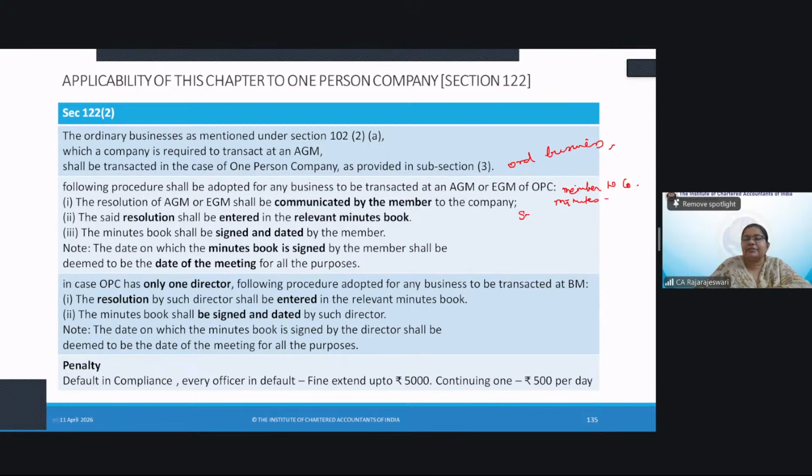The same procedure, signed, dated, when you are recording that minutes, place, date, and it should be signed by the chairman. It should be signed and dated by the member, because it is only one person. Here you should make a note. There is no concept of chairman. Chairman applicability is not there.